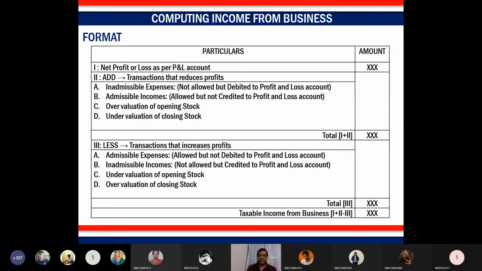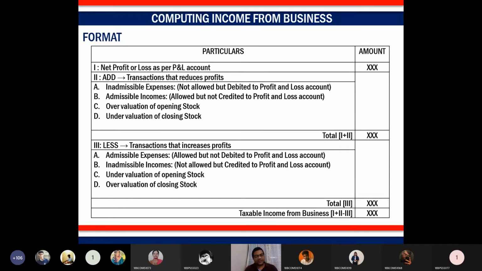So similarly, the third step is transactions that increase net profit. What increases net profit has to be reduced. What decreases net profit has to be added. So that's the reason in step 2 we add, and in step 3 we reduce.